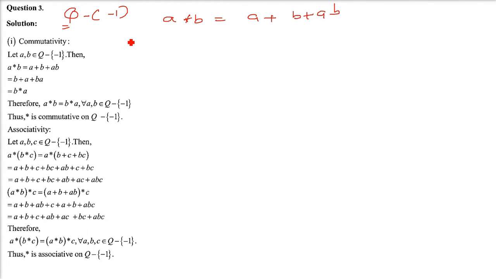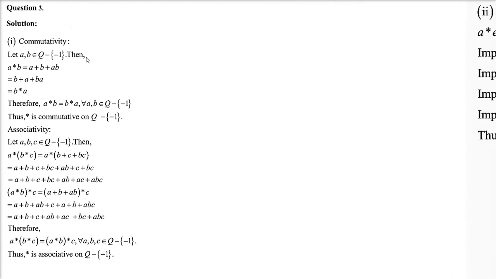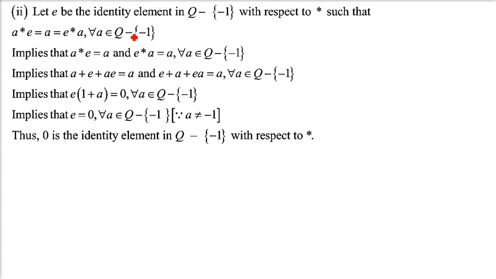Let us start with the commutative. Since we have already done this kind of question in exercise 3.2 multiple times, you can just revisit how we solve it in 3.2. I will directly come to the identity part and then the inverse part.